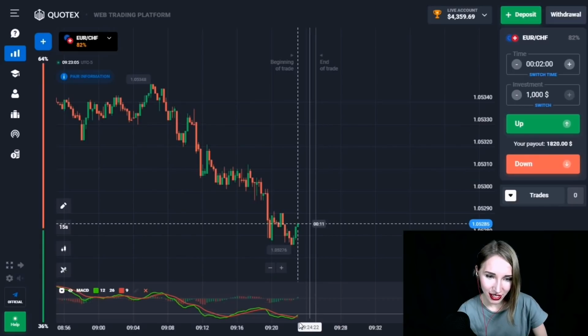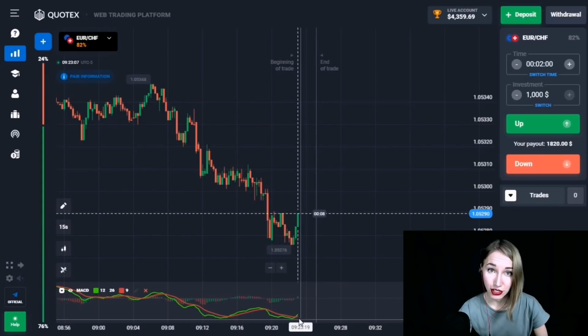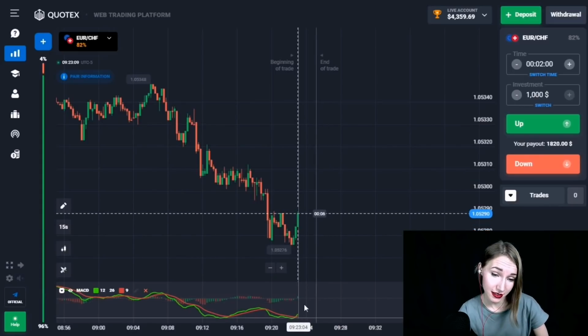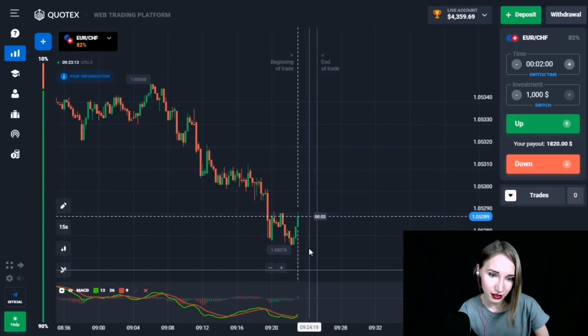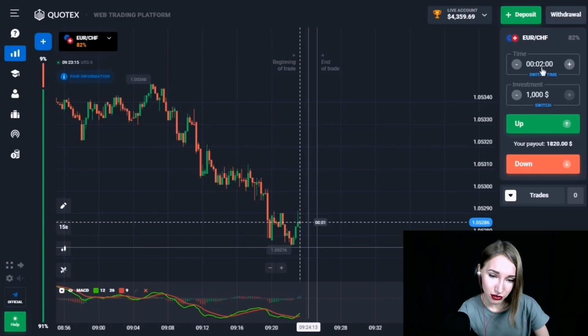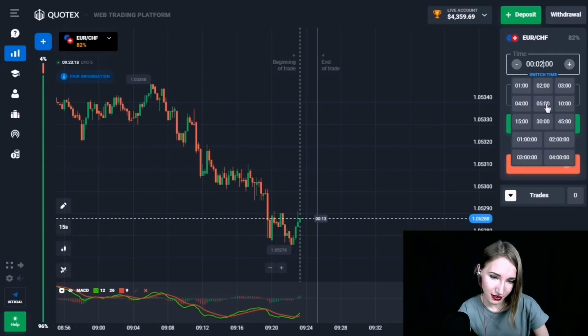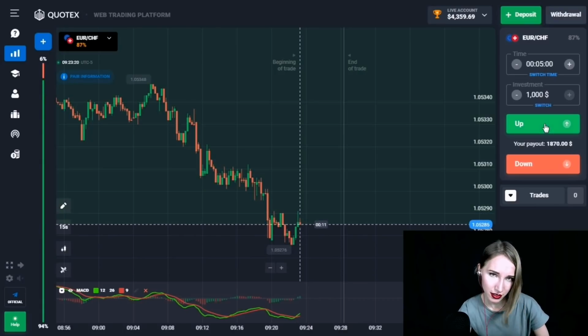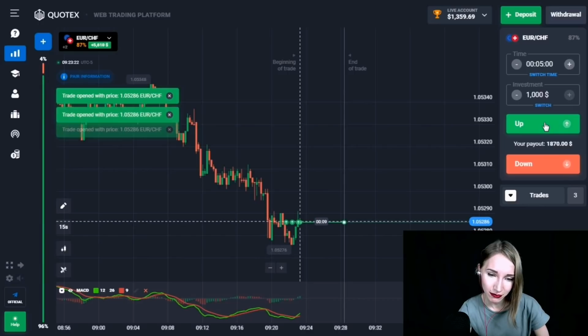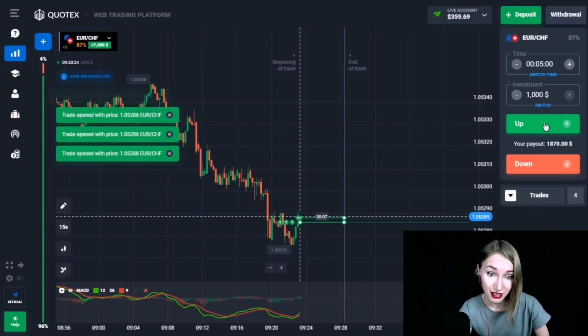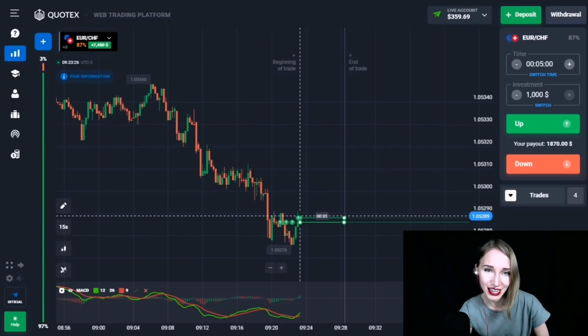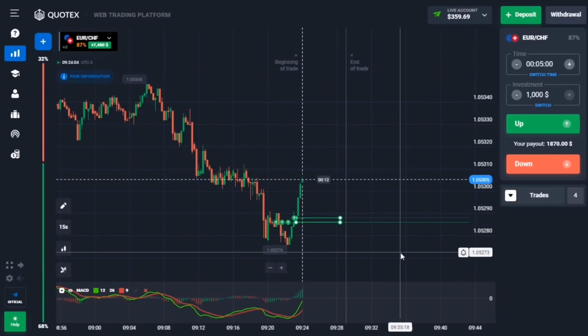Well guys, at this situation we can see that our indicator is showing us that there will be the reverse. So there is an intersection and from the horizontal line with the zero mark there is a green column up. Also, in the downtrend there is the reverse, and at this situation there can be a pullback up. So let's open a trade with up. Let's do it for 5 minutes with the reserve. So guys, let's wait for the end of our trade.